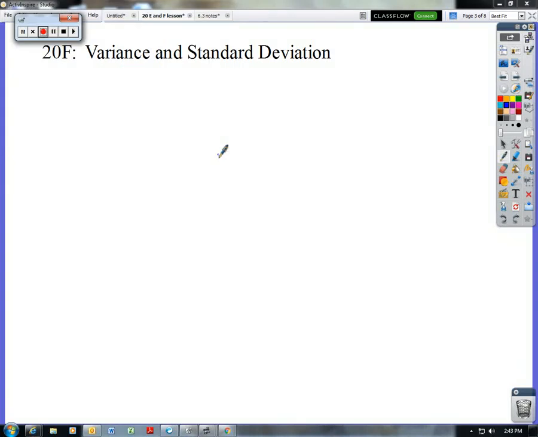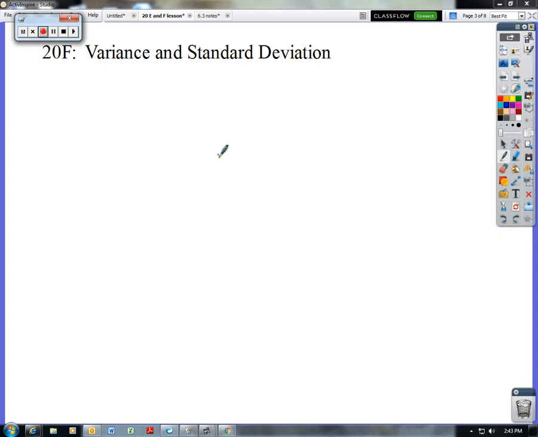Now we're ready to do 20F, which is on variance and standard deviation. Up till now we have learned about measures of the spread, which were the IQR and the range. But one of the limitations of the IQR and the range is that the range only uses the min and the max. It doesn't use all the data in between. And the IQR only considers the middle half, so the outer two quarters don't really play into it. But the variance and the standard deviation take into consideration every single data point in the set.